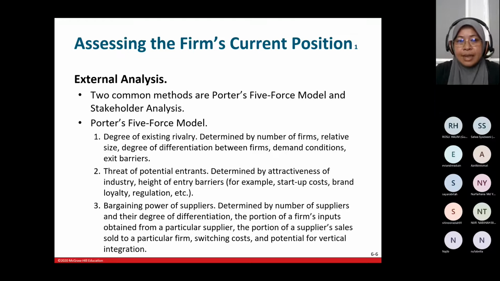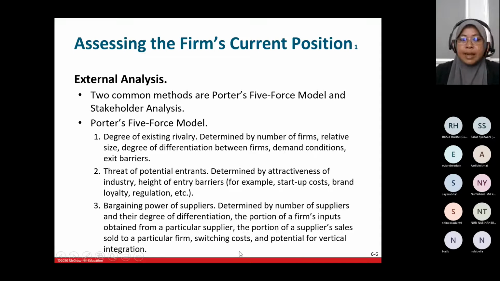If there are fewer suppliers, the power of the supplier is high and the demand power is low. So all of these can be discussed based on the number of suppliers and the supplier sales sold to a particular firm, because some firms have, for example, a sales contract, and they have to sell at a certain price. And switching costs: like we discussed earlier, sometimes some companies don't mind paying extra so long as they get what they want. And potential for vertical integration.